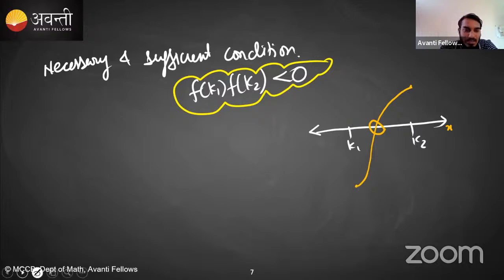And similarly, let's say your f of K1 is positive and f of K2 is negative. Then again, from positive to negative, there will be one such x at which your function is 0. Yes or no? So that's why if your f of K1 into f of K2 is less than 0, then you can say that there is exactly one root lying between K1 and K2, for a quadratic expression.